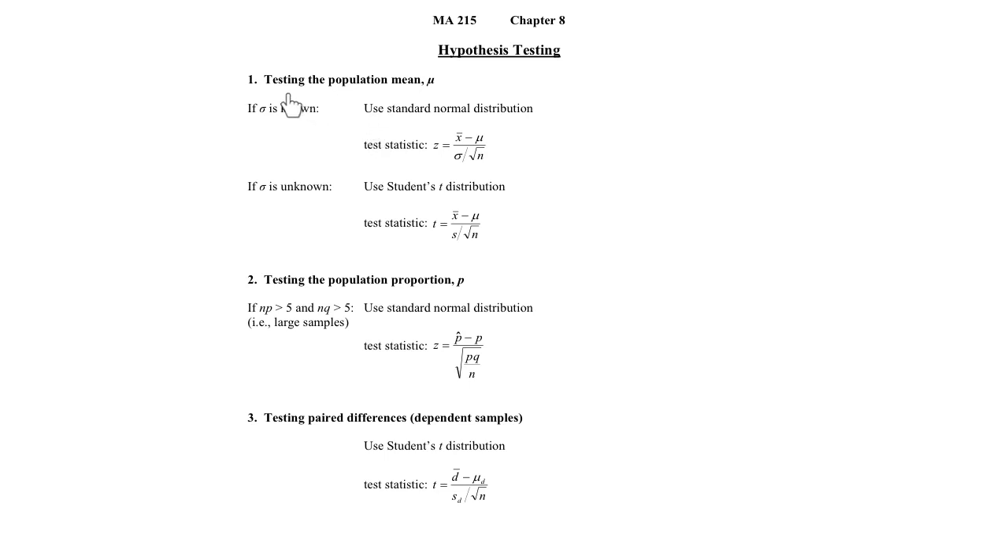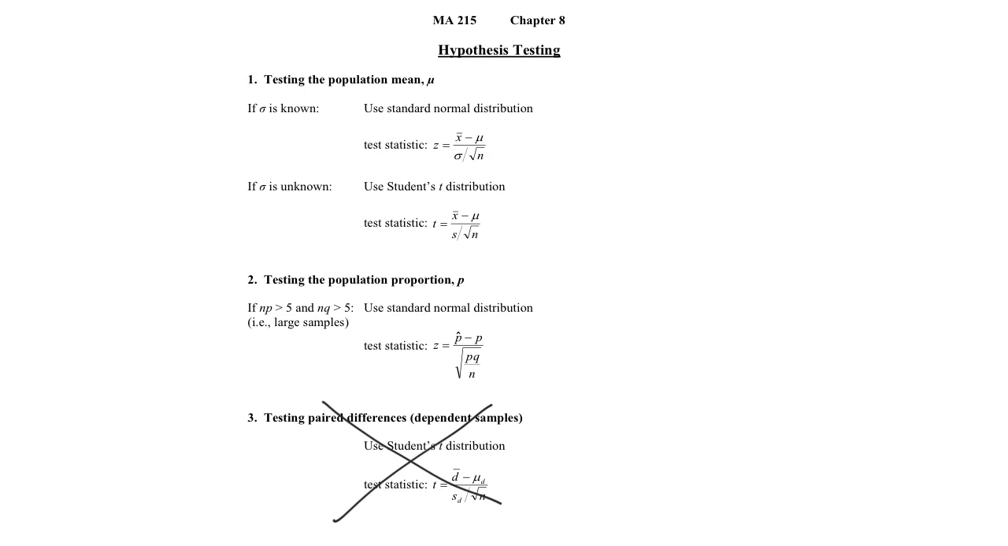I just want to make it clear that if we're testing the population mean, we're up here. If instead we're testing the population proportion, we're over here. And now this here, testing paired differences, that's from a section that we're not going to cover. So this is from 8.5. So this you can completely ignore. We're not going to cover that. So we are always going to be testing either the population mean or the population proportion.